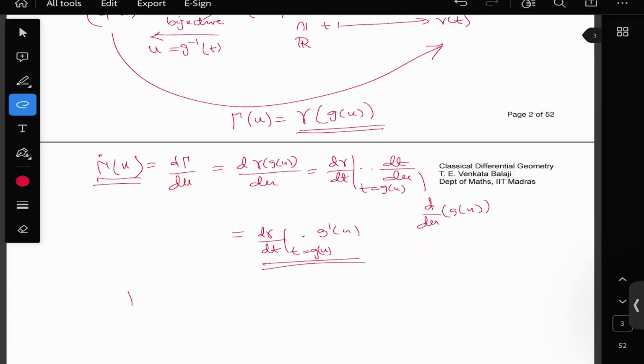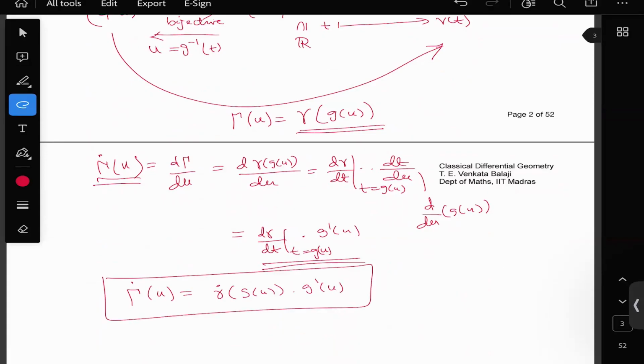So you see, capital gamma dot of u is small gamma dot at g(u) into g dash u. This is what you are getting. Now watch. If the original parameterization is regular, then this never vanishes. All right, and my claim is that this will also never vanish. The reason is because g dash u will never vanish. Okay, and why g dash u cannot vanish is because it is an invertible differentiable transformation.